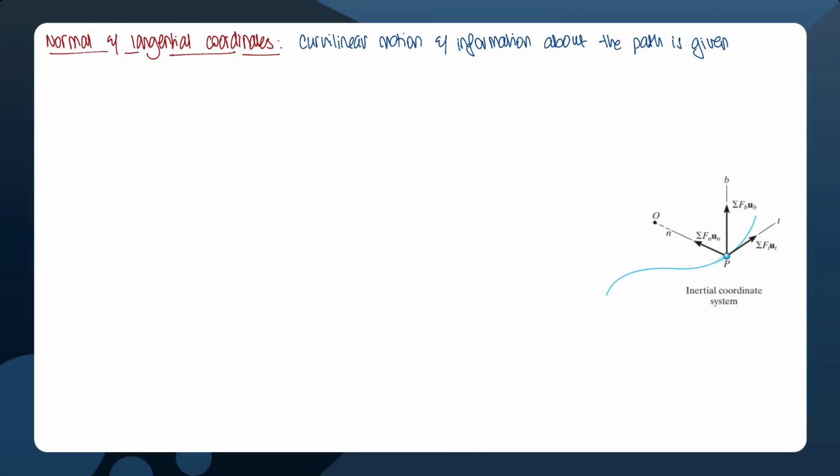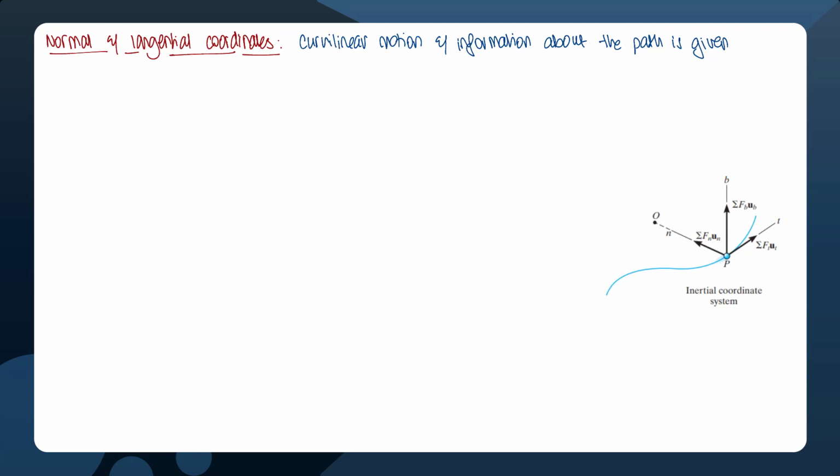It is now time to discuss the normal and tangential coordinate system for the kinetics of a particle. Remember from chapter 12, we use the normal and tangential coordinates whenever we're dealing with a curvilinear motion and information about the path is given. This information could be the radius of curvature, for instance. So let us develop the second law equation in terms of normal and tangential components.